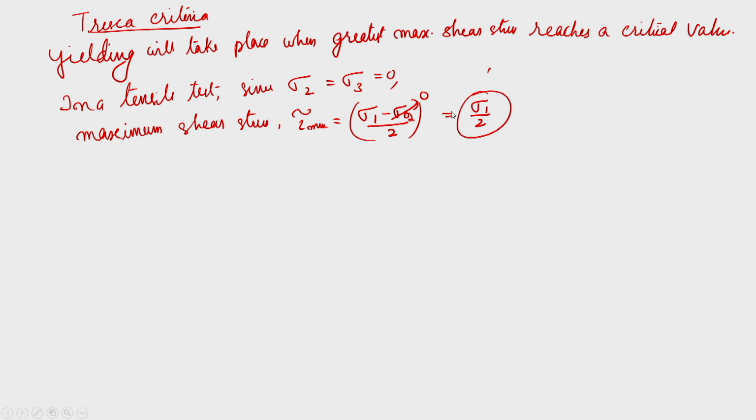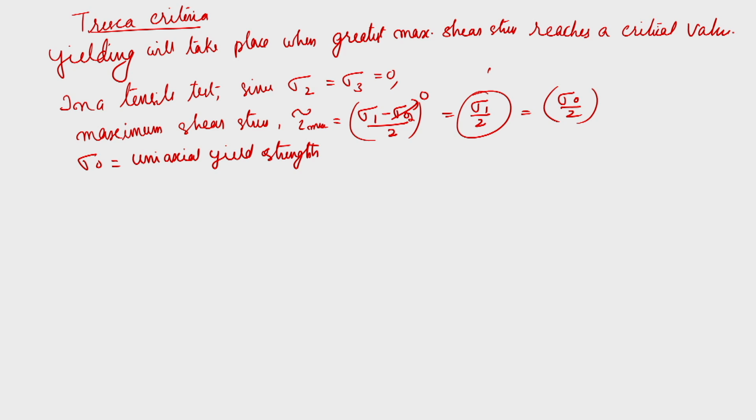So, in a uniaxial tensile test you are conducting, whatever yield strength you are getting, we can write that this is equal to sigma 0 by 2, where sigma 0 is the uniaxial yield strength of the material. Okay.